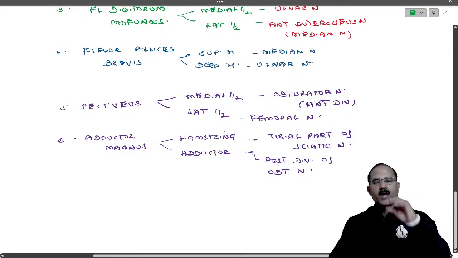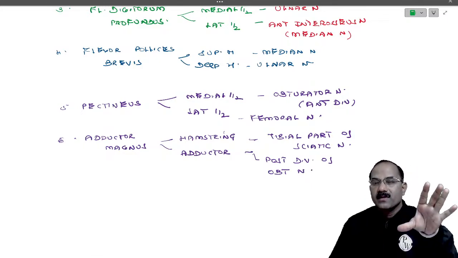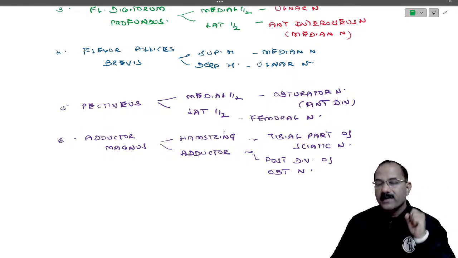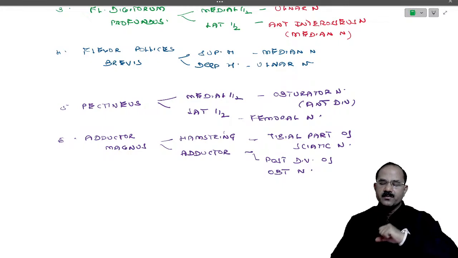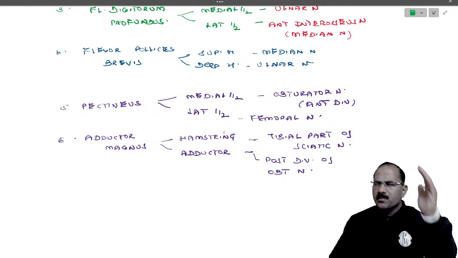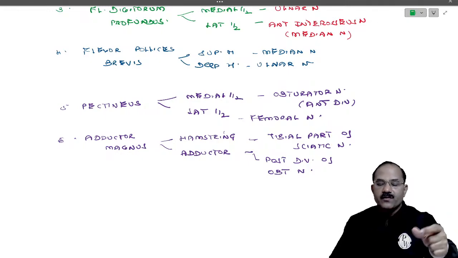obturator nerve. So adductor magnus का hamstring part, the one which lies in the posterior compartment of the thigh, that is the hamstring part of adductor magnus. इसे कौन सप्लाई करता है? This is supplied by the tibial part of sciatic nerve, and the adductor part which lies in the medial compartment of the thigh, इसे सप्लाई कौन करेगा? The posterior division of obturator nerve.